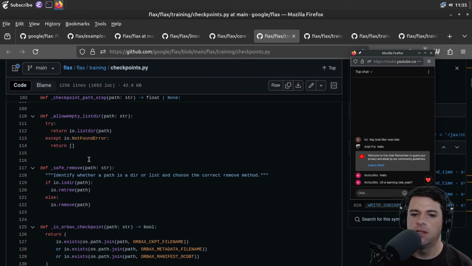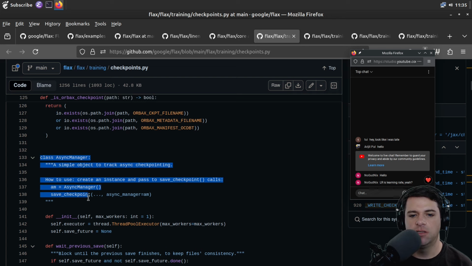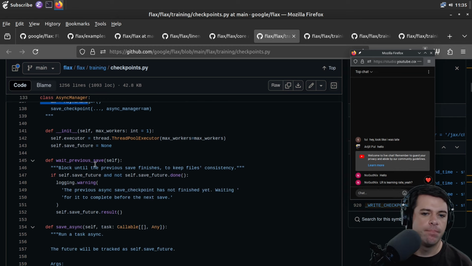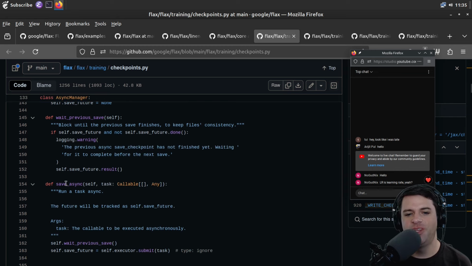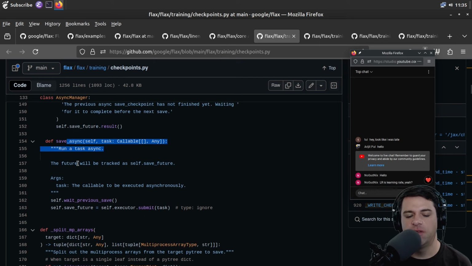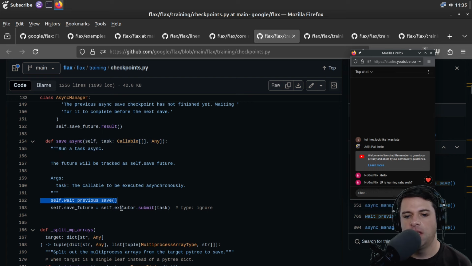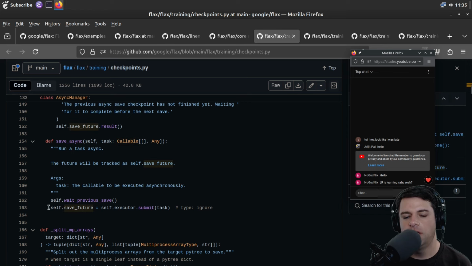We have a checkpoint path. Checkpoint path is Orbax checkpoint. I don't know what Orbax is. An async manager to manage async checkpointing. So yeah, you want to do it async so that you're not stopping your training to wait for all the file saves. So you wait for the previous save, and then you submit a new task, which is just some callable, and you set self.saveFuture to be the future that you get from submitting it.